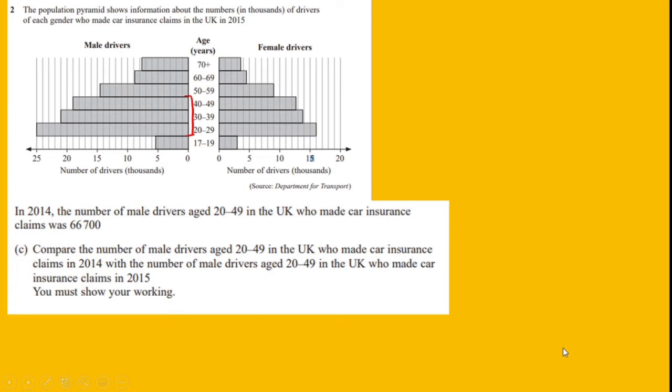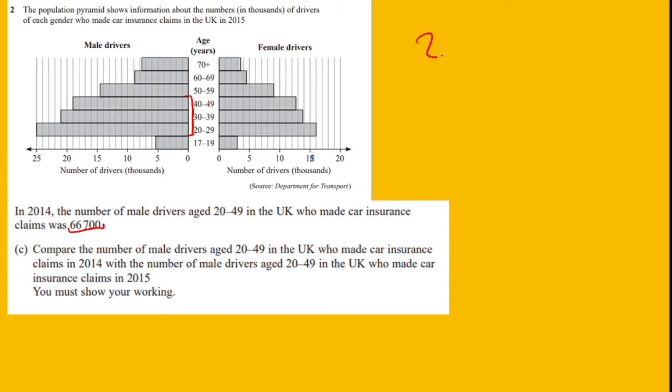Okay. In 2014, the number of male drivers aged 20 to 49 in the UK who made car insurance claims was 66,700. Compare the number of male drivers aged 20 to 49 in the UK who made car insurance claims in 2014 with the number in 2015. You must show your working. So let's work out how many it is.